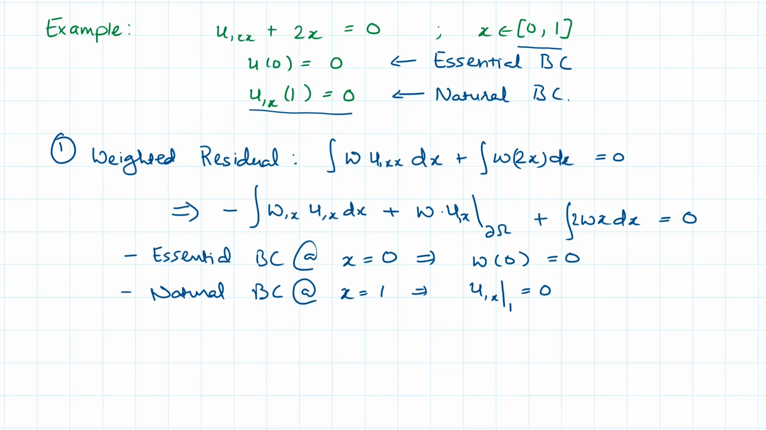So following these two, if we take our boundary evaluations, we'll end up having 0. Okay, and you can try to work this out on your own. So then we'll end up with a weak form that looks like the integral of w comma x ux dx is equal to the integral of 2 times w x dx.